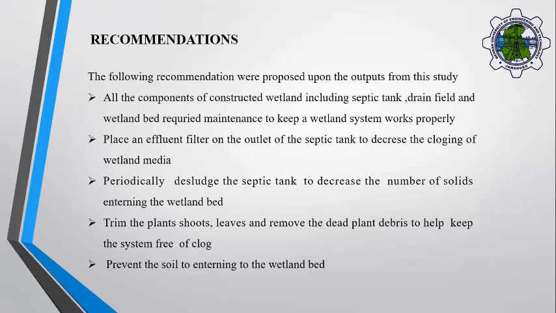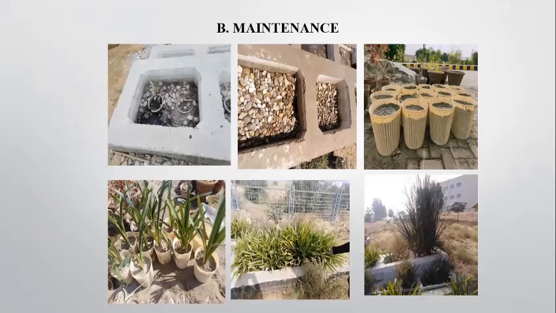These are the following recommendations: all components of the wetland require maintenance to keep the wetland working properly, and place an effluent filter on the outlet of the septic tank to decrease the clogging of media. Periodically desludge the septic tank to decrease the number of solids entering the wetland bed, and trim the plant shoots and leaves and remove dead plant debris to keep the system free and prevent soil from entering the wetland bed. The wetland system at a glance, the operation and the maintenance, the references I have followed.